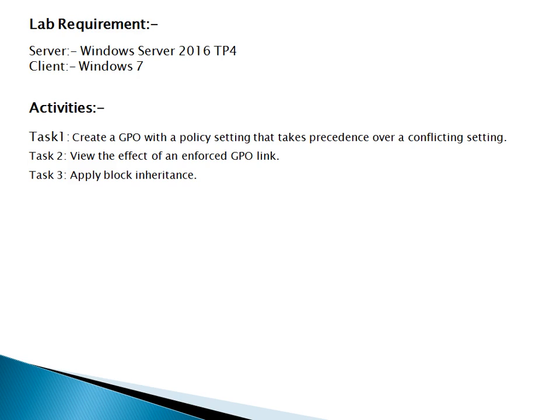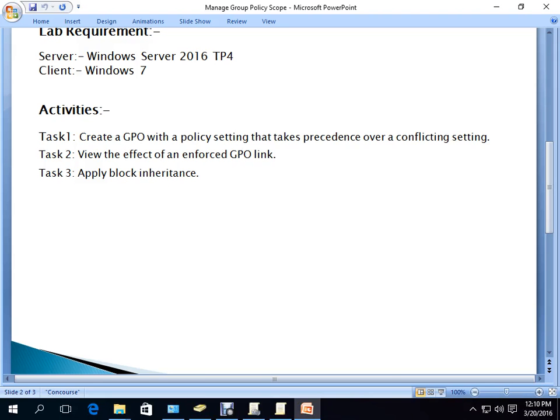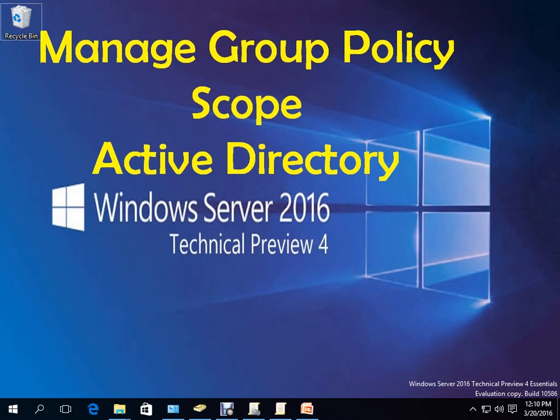My setup is a Windows Server 2016 Technical Preview 4, and the client system is Windows 7, and the activities in this video we will be performing as mentioned here. We will create a GPO with a policy setting that takes precedence over conflicting settings, and we will view whether this setting is working or not, and we will apply inheritance, and how to do it I will tell you in this video. So basically we will be working on three activities in this video. Let me close this PPT for the time being.